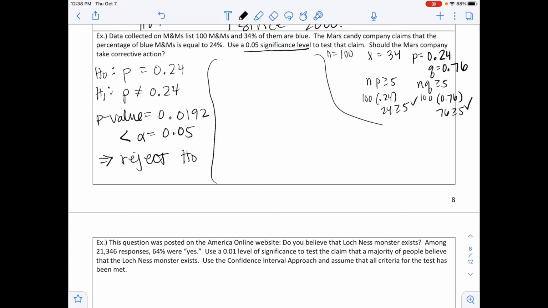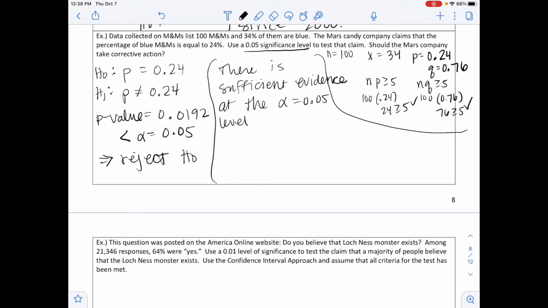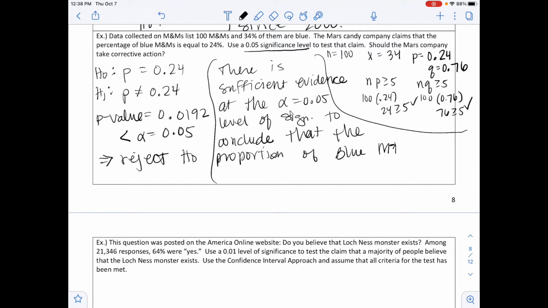And so then writing our conclusion, we're going to say there is sufficient evidence, and this is at the alpha equals 0.05 level of significance, to conclude that the proportion of blue M&Ms is not equal to, or I'm going to use the word different, is different than what the company says, which is 24%.